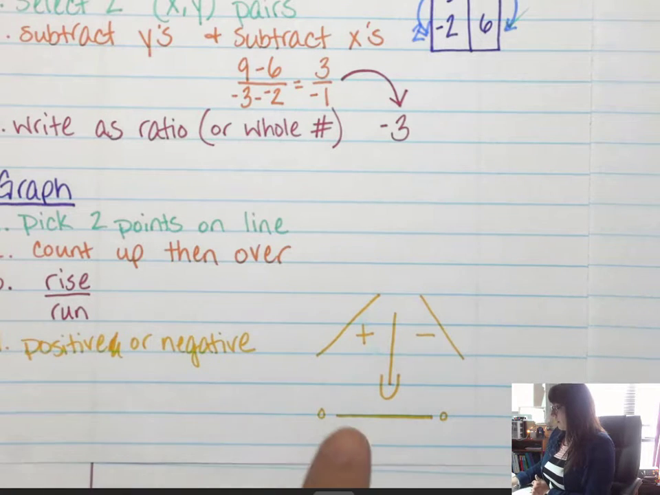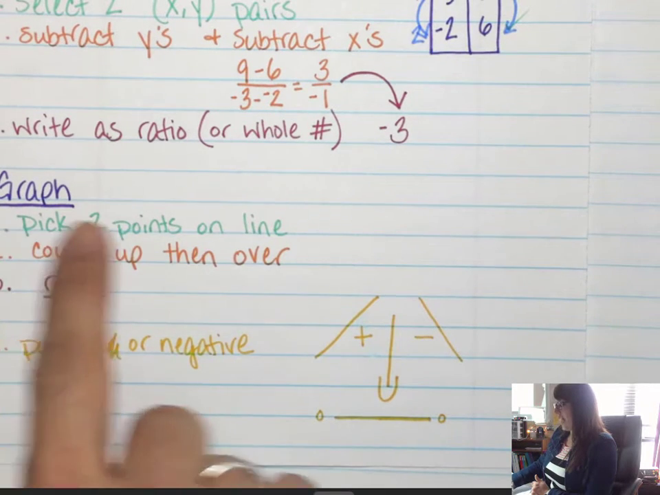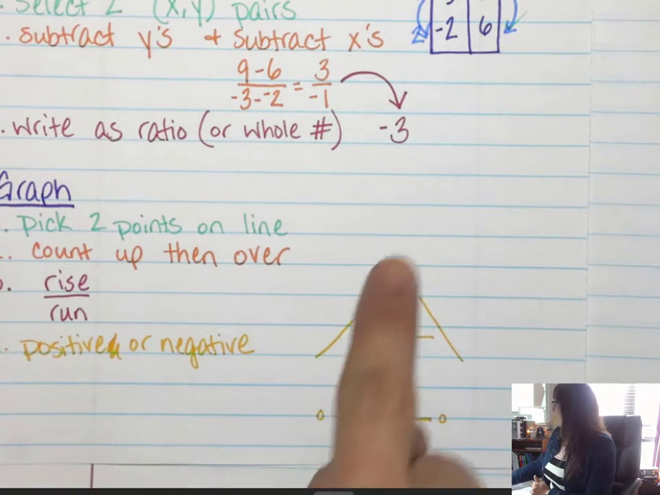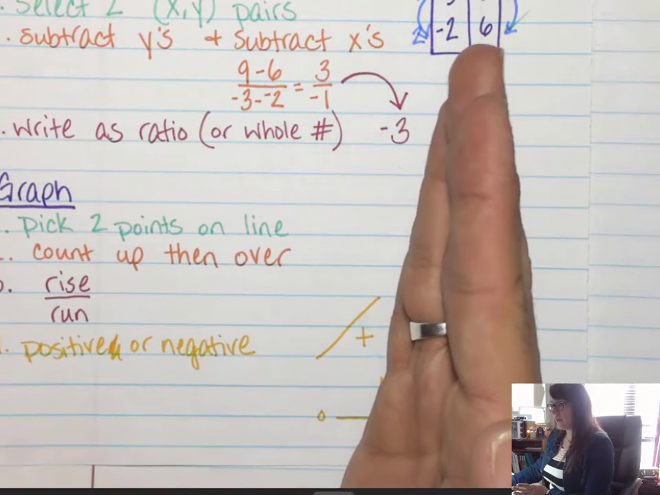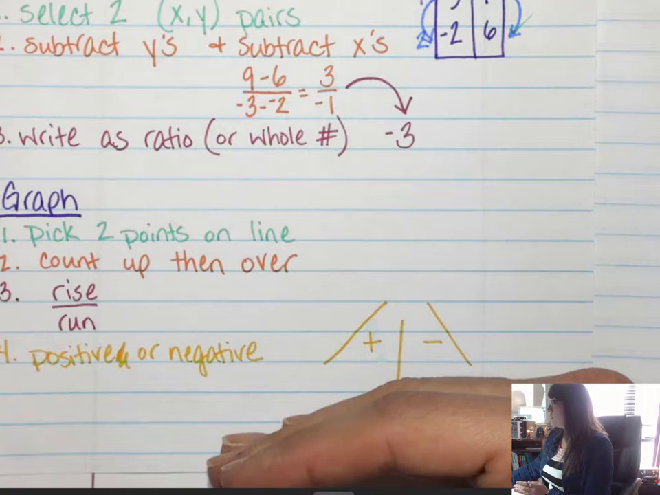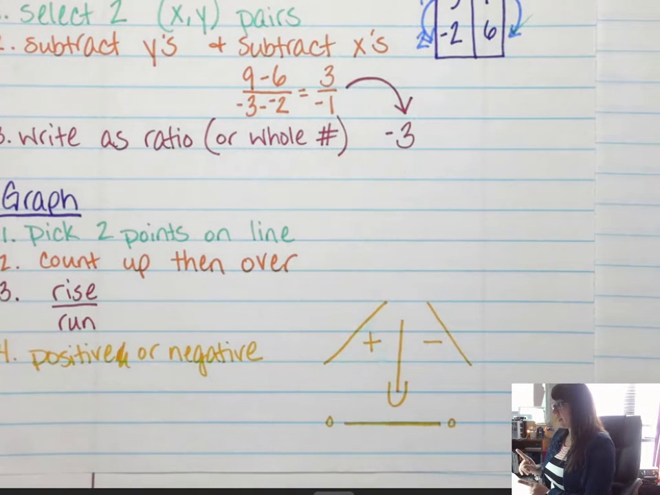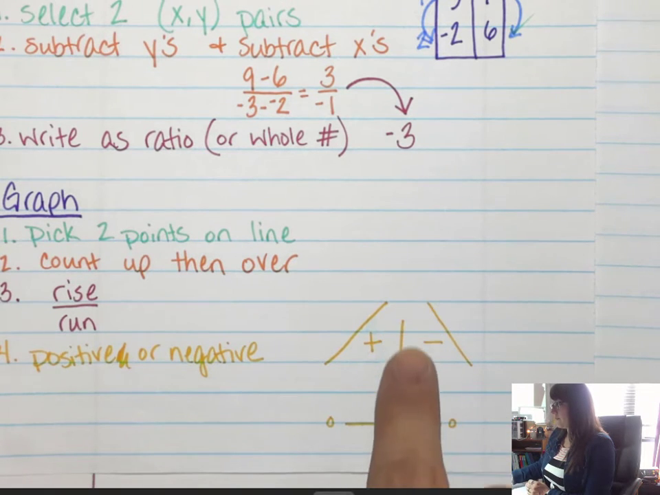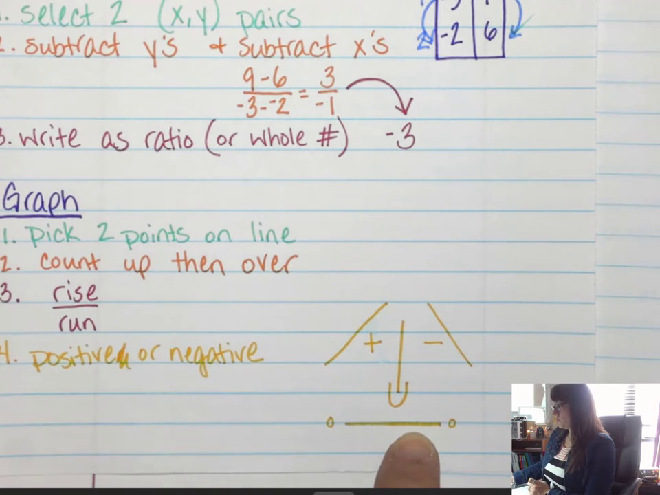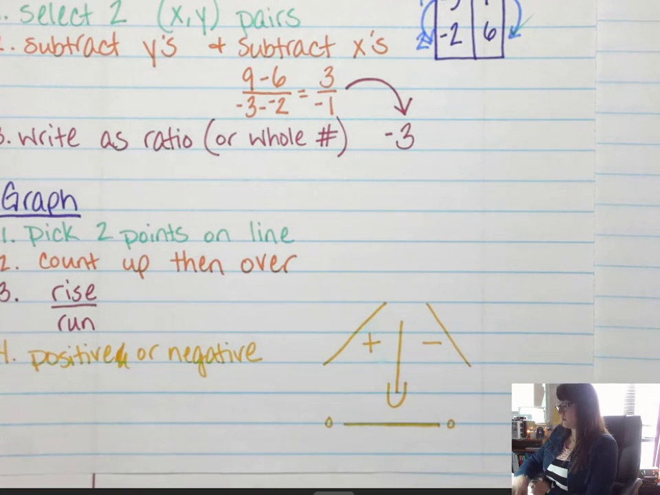Okay? So that's all you have to do. So you count up and over, and then if it's going up or down, it's positive or negative. If it's straight up and down, it's undefined. If it's straight across, it's 0, and they are very different. 0 is very different than undefined. This one is 0 divided by something. This one is something divided by 0. One of them results in an error. The other one results in 0.